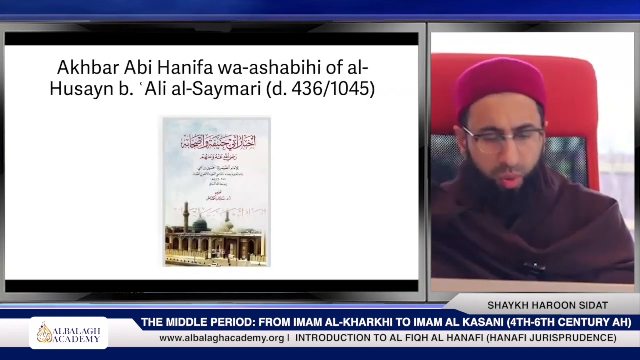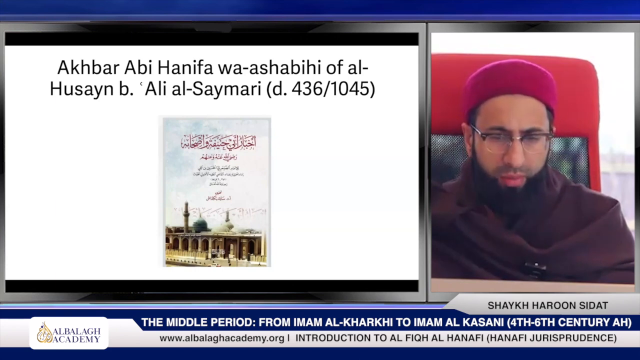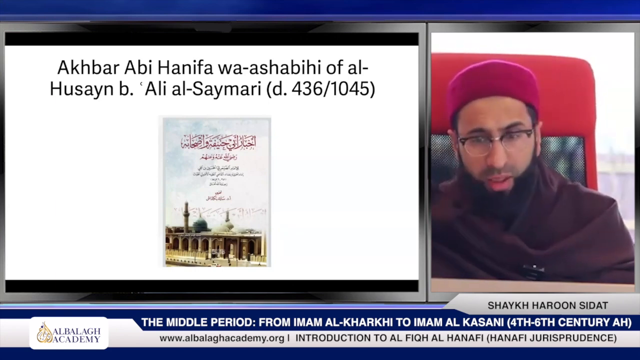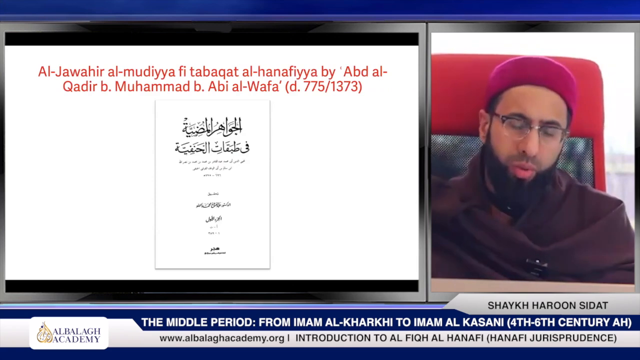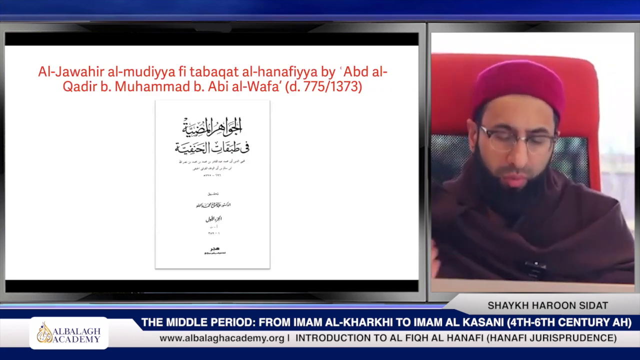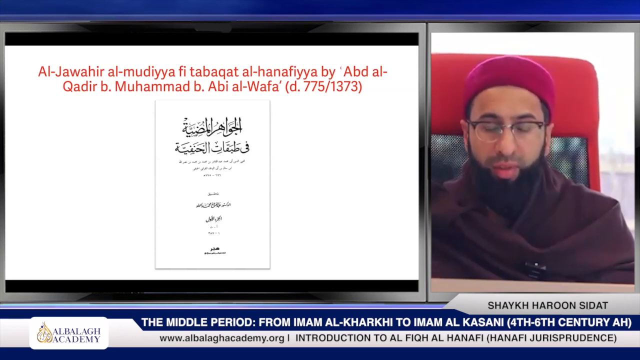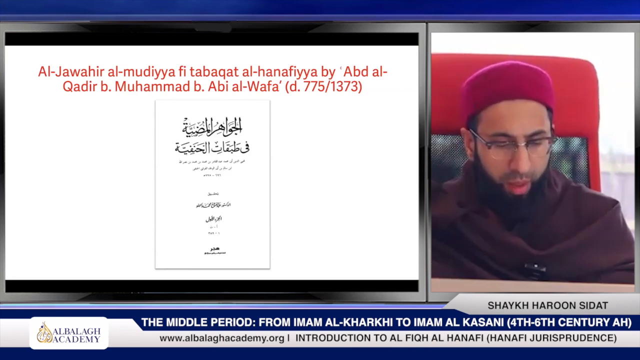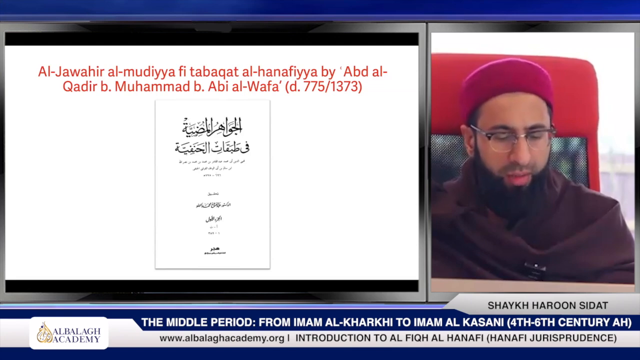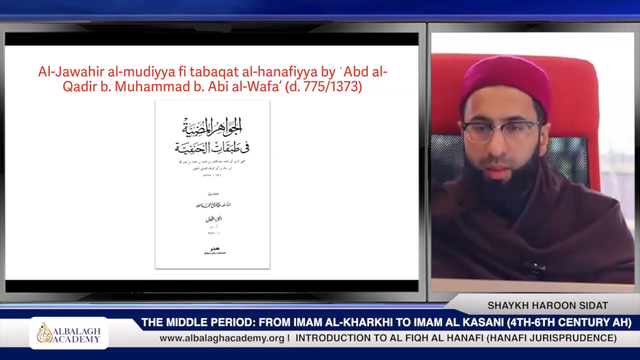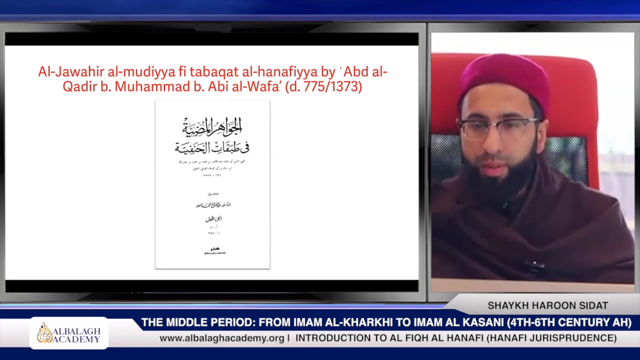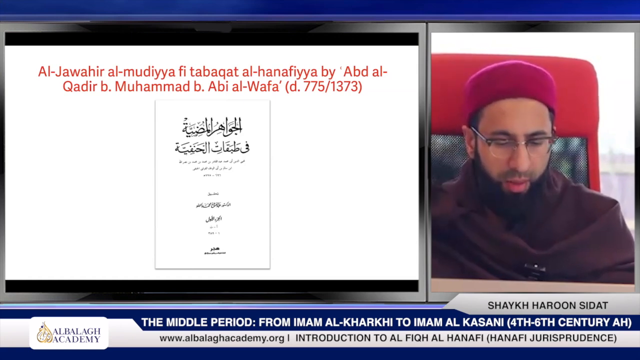And there are many sources. One of them, well, in fact, let's go to the introduction. Introduction to the Jawahir al-Mudiyya. The author himself explains why he wrote it. He says that people had compiled biographical dictionaries devoted to the ulama of their school. And he claims that there was no Hanafi scholar who had done something similar. So he claims that there was an absence of this in the Hanafi madhhab.